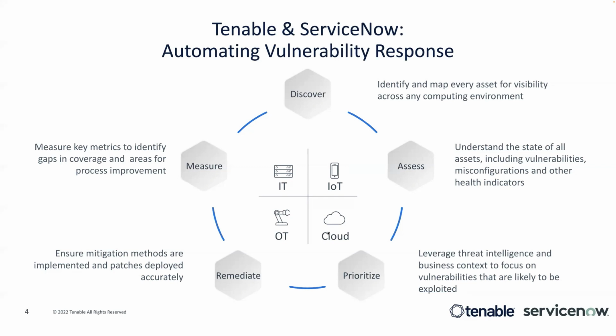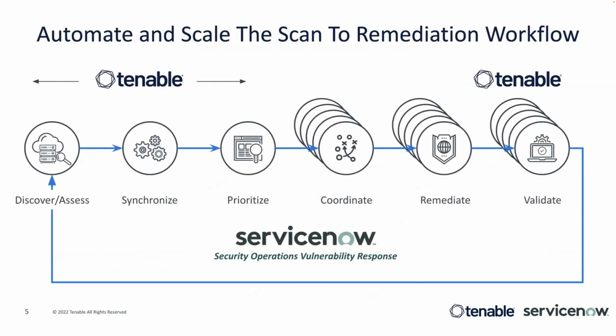So if we take this discover, assess, prioritize, remediate, and measure, and we look at it from an integration perspective, this gives you a little bit better view on who's doing which part of this and how everything works together. So if we start on the left-hand side, the discover and assess side, Tenable is going to find those assets, and then we're going to assess those assets for you. Once we've done that, we're going to synchronize that over into ServiceNow. Now, as you recall, I mentioned we have our own prioritization that you can do, and that's going to happen in the Tenable platform. But all of that information that Tenable has is synchronized over when it goes into ServiceNow.